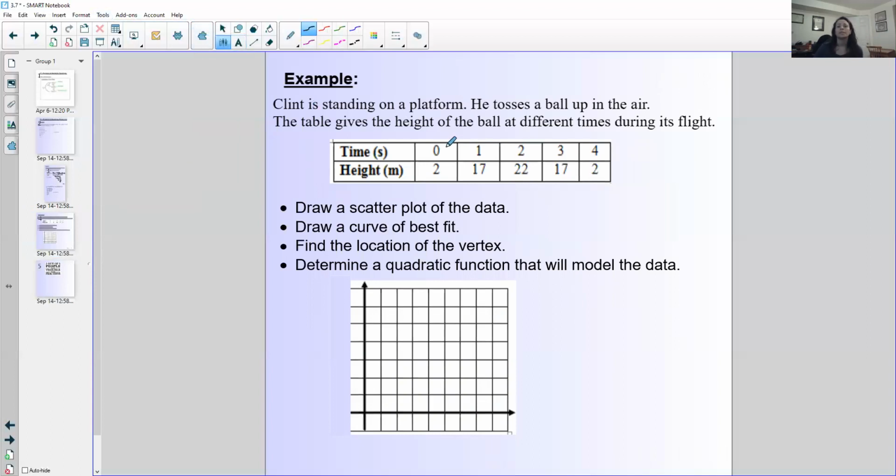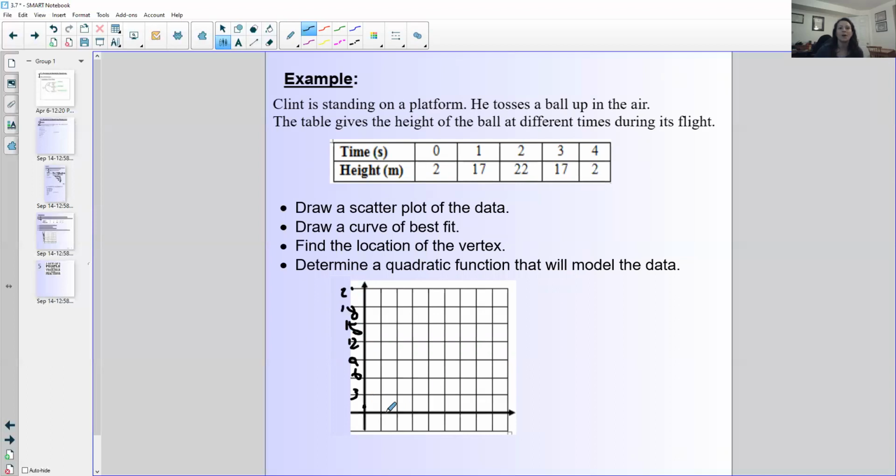Pen. 0, 1, 2, 3, 4. I have to go all the way up to 22. 1, 2, 3, 4, 5, 6, 7. Okay, so maybe we'll go up by 3s. So 3, 6, 9, 12, 15, 18, and 21 is up at the top. Okay, so 0 and 1, something about there around.